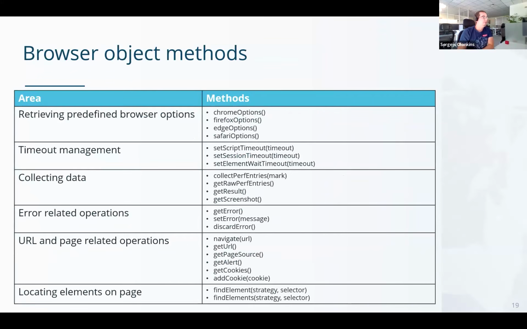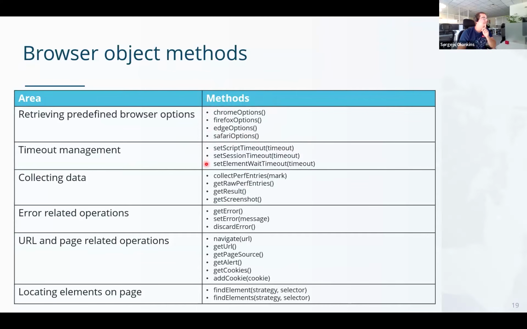So basically, when you tell your WebDriver to open a browser, you need to tell it which type of browser you are actually opening, and you need to tell it the parameters with which it should open your browser. For this purpose, we have the following 4 methods that return the default configuration for Chrome, Firefox, Edge, and Safari browsers, respectively. You can also configure some timeouts for your script. You can set custom script execution timeout, set session timeout, and set element wait timeout.